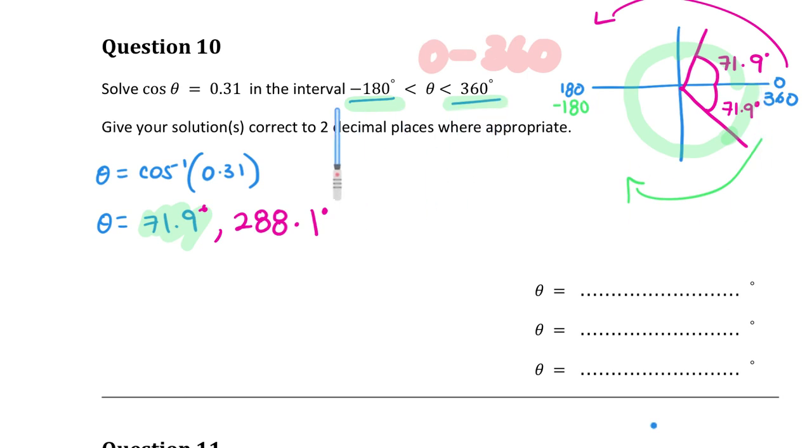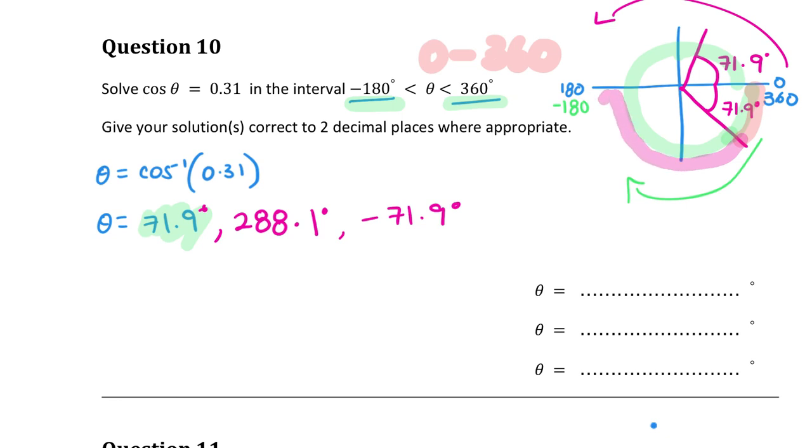So I've stopped there. However, really I should have started at minus 180. But it goes backwards. So I'm going to go backwards. If I'm at 0 and I go back, I cross here. 0 minus 71.9 is, you guessed it, minus 71.9 degrees. And then I carry on going.